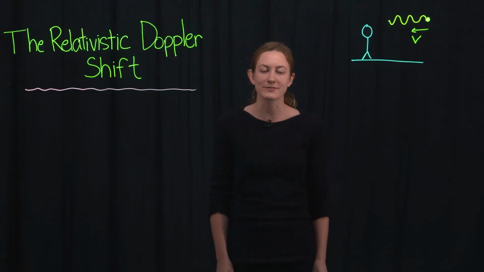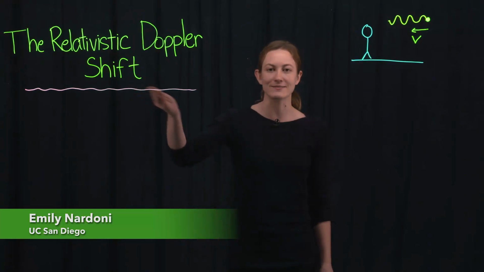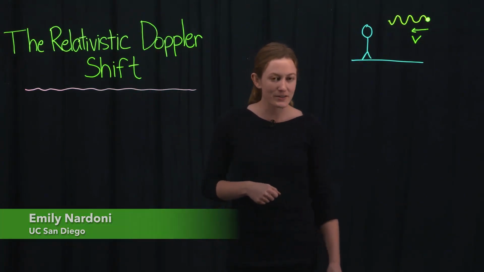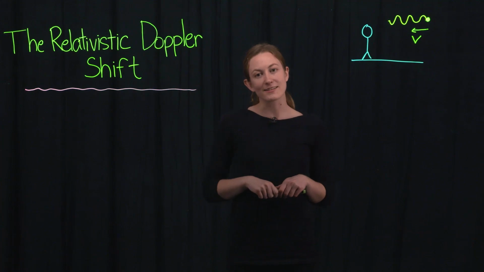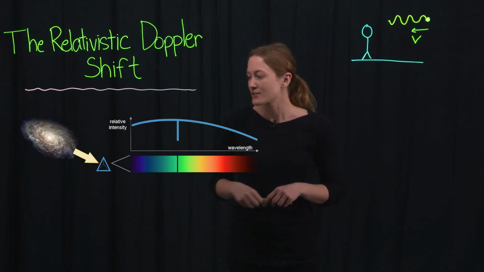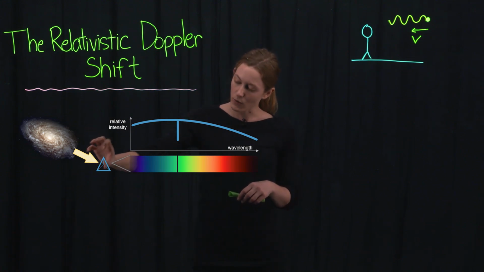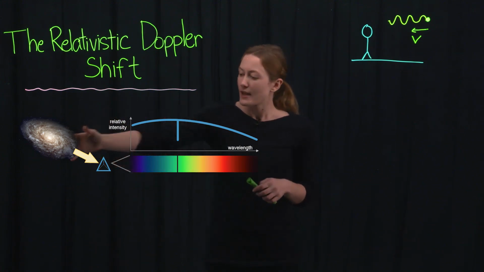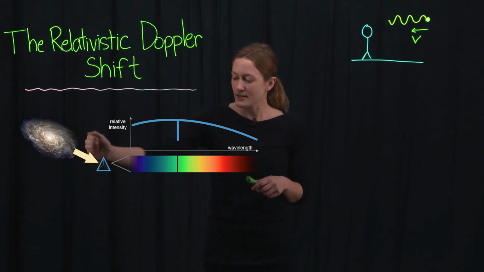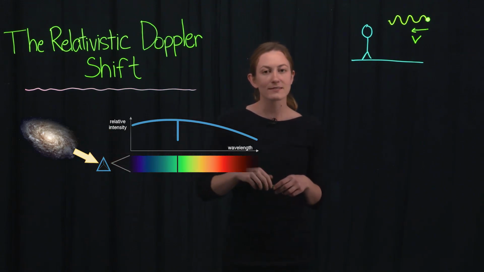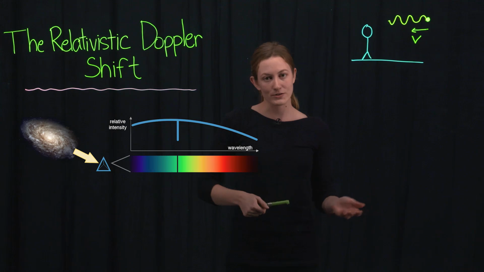Today we'll see what we can learn from galaxy observations using the relativistic Doppler shift. Astronomers can study a galaxy through the light it emits. Astronomers will often split the light from a galaxy into its constituent wavelengths and then plot the resulting brightness versus the wavelength on a plot called the spectrum.